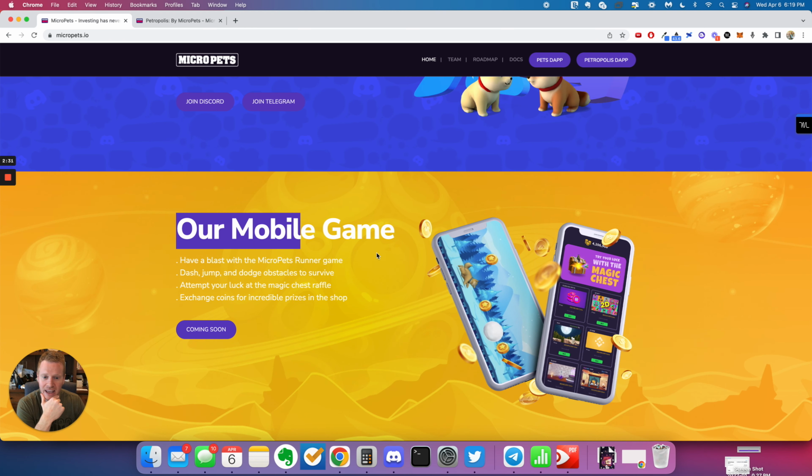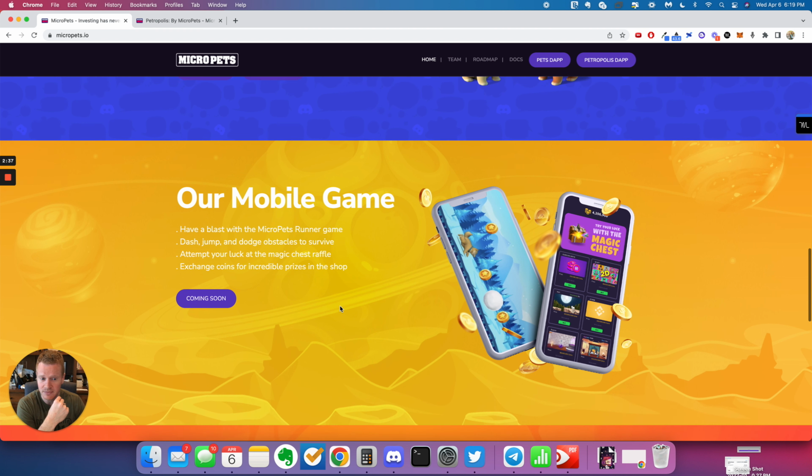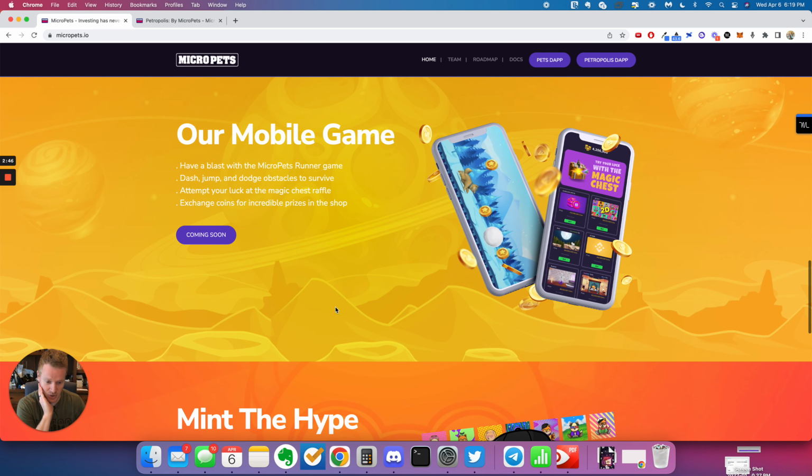They have a mobile game that's coming out soon. You can see it's going to have one of these runner things. And according to Tony, with how they're working it out with Apple, this could potentially be the only play-to-earn game in the App Store. So we're not sure, but that's coming soon. We don't have a date on that yet.